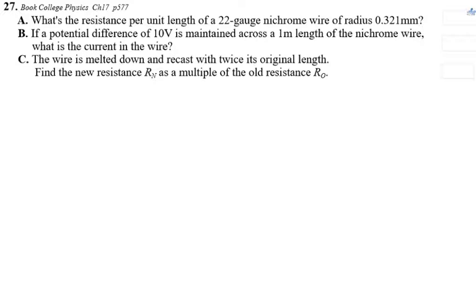Let's look at one of the first questions that we're going to solve in this video. This question says, what is the resistance per unit length of a 22 gauge nichrome wire of radius 0.321 millimeters if a potential difference of 10 volts is maintained across 1 meter length of the nichrome wire? What is the current in the wire? And if the wire is melted down and recast with twice the original length, find the new resistance. Rn is the new resistance as a multiple of the old resistance, and R sub 0 is the old resistance.